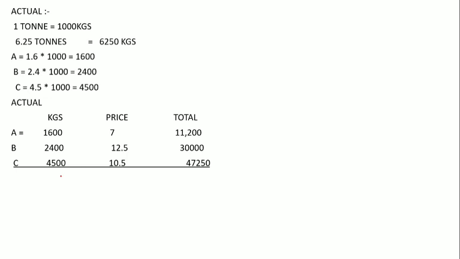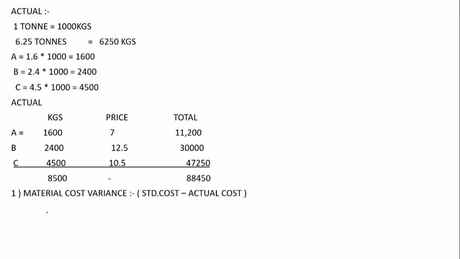So the answers are 8,500 and 88,450. Now moving ahead, the first variance is material cost variance. Here a short formula is used, but if you want to use the formula mentioned in the book, you can. Putting the values, the standard cost is 79,000 and the actual cost is 88,450. The final answer is minus 9,450.